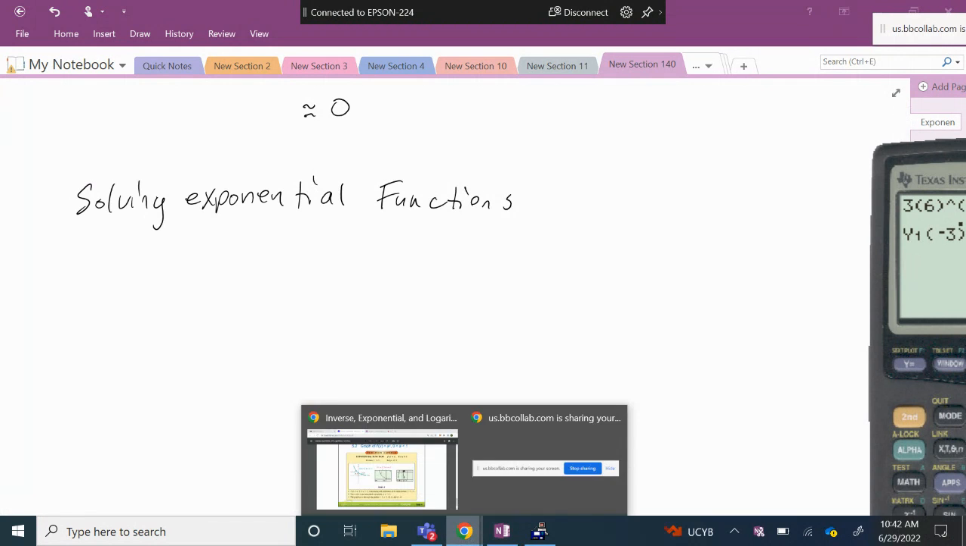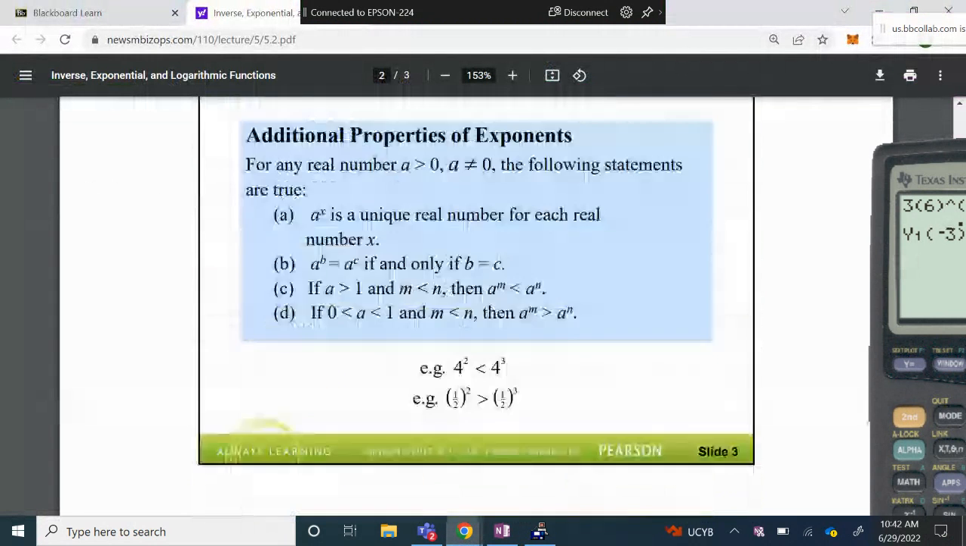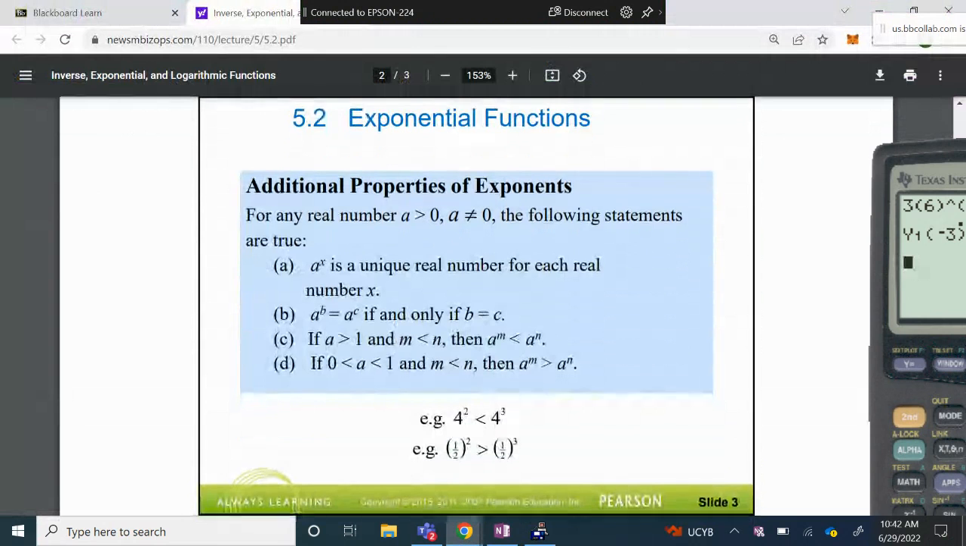I want to go back to the slides for just a second, and I want to talk about these additional properties of exponents. We have looked at the negative exponent rule, right? A to the -n is equal to 1 over a to the positive n.